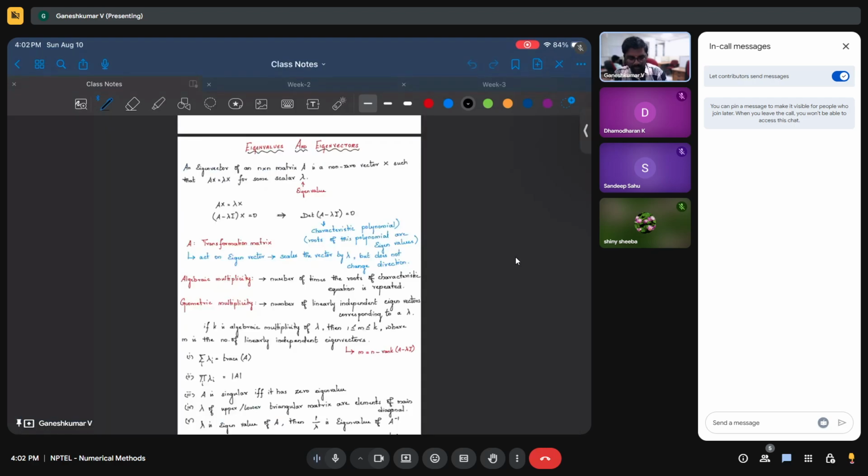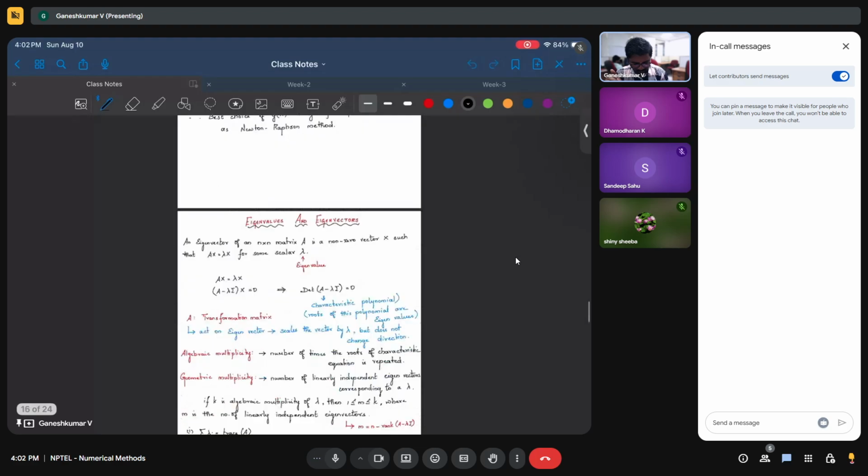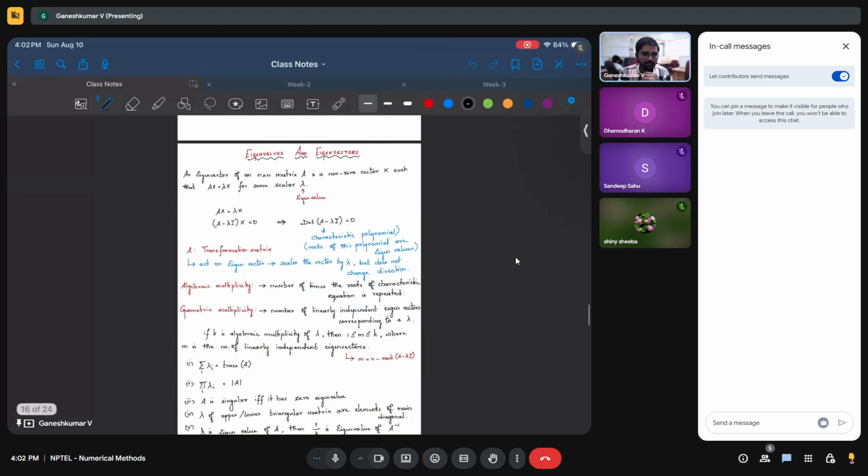Maybe we will quickly take a look at eigenvalues and eigenvectors. Most probably everyone knows what they are and how to find them. Eigenvectors are special vectors: if you consider A as a transformation matrix, eigenvectors are special directions along which the vectors just scale, and the scaling factor is called the eigenvalue.